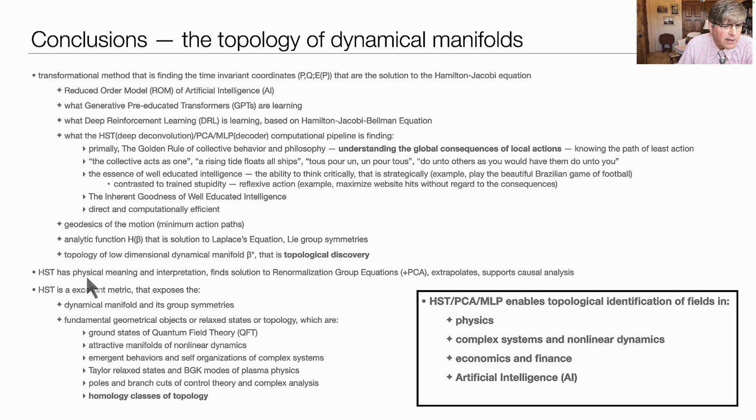Next, the HST has physical meaning and interpretation, as was demonstrated on the previous slides. It finds the solution to the renormalization group equation. It extrapolates well and supports causal analysis. Let me pause just a second and talk about the way that it supports this causal analysis. Let's say that we have been simulating and designing using a certain set of physics, expressed in the partial differential equations of MHD. And now let's say that we want to build a bigger Z. We want to extrapolate.